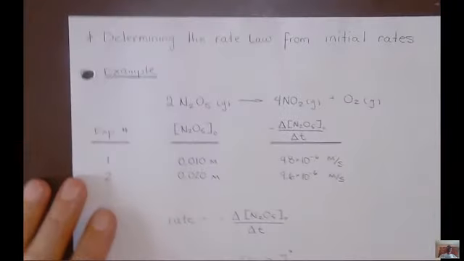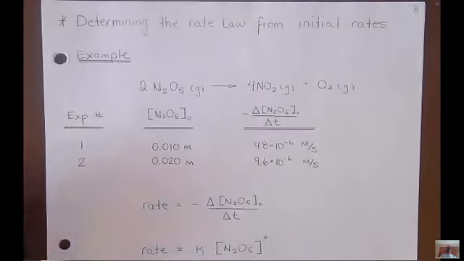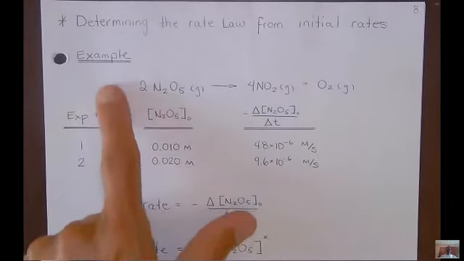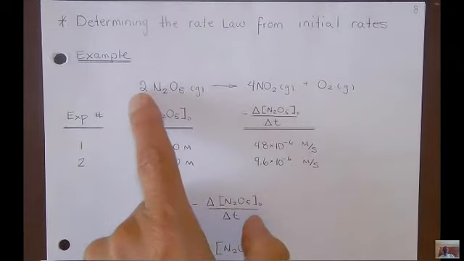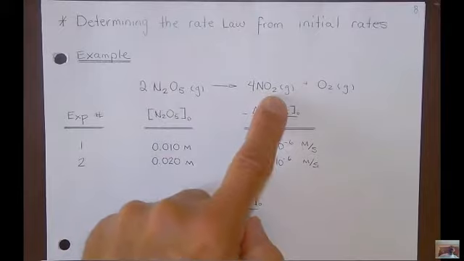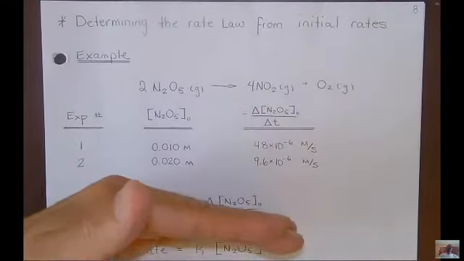Okay, so super important section, right? If you need to take a break, take one and come back to it. Super important section. Determining the rate law from initial rates. Okay, typical question. I give you the overall chemical reaction. Two dinitrogen pentoxides in the gas phase react to make 4 nitrogen dioxides and oxygen. I do 2 experiments, okay?